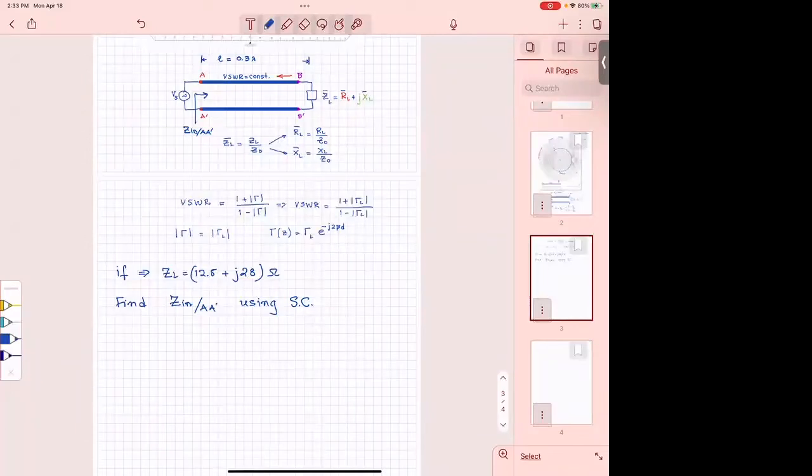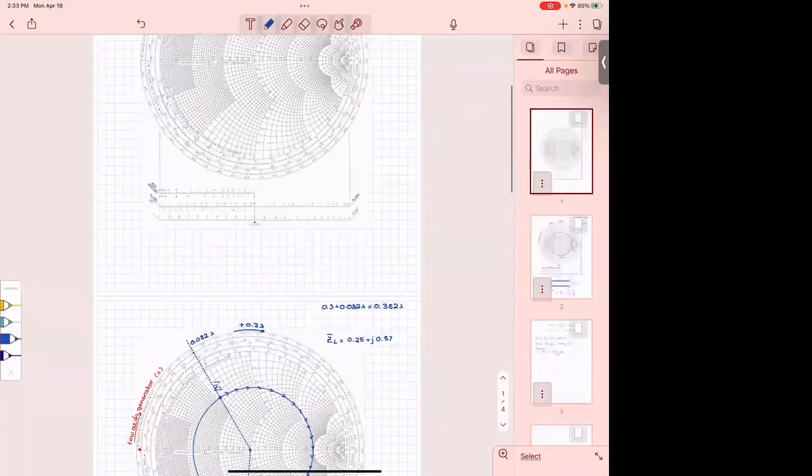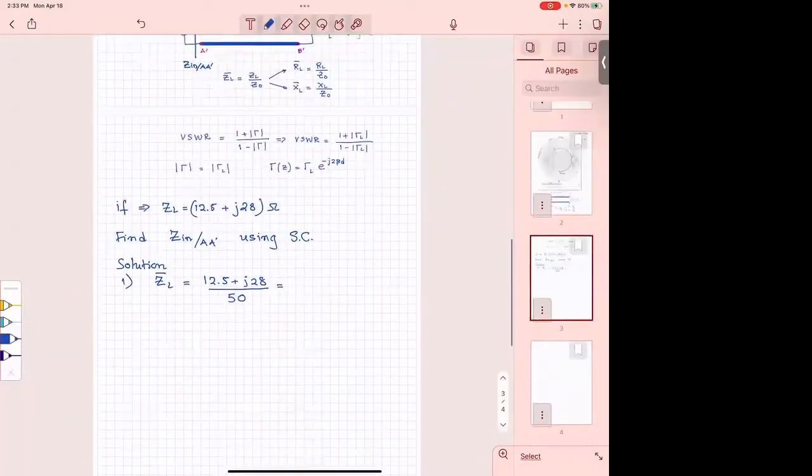First of all, to solve the problem, you normalize the load. You find 12.5 plus j28 divided by 50, which in fact, now it was ohms, now becomes a number, it is 0.25 plus j 0.57. Okay. So now I have to find this complex number.